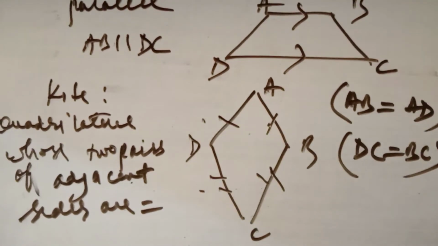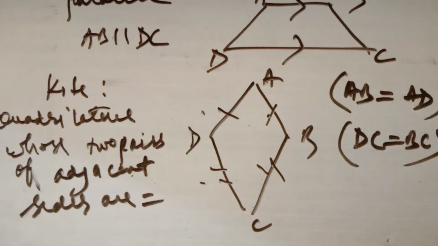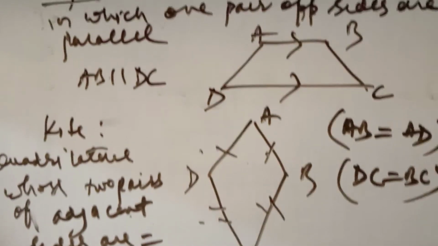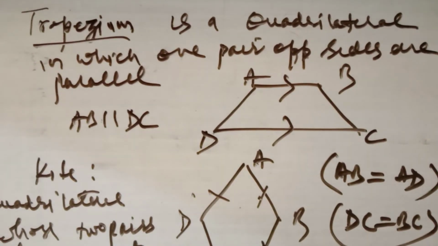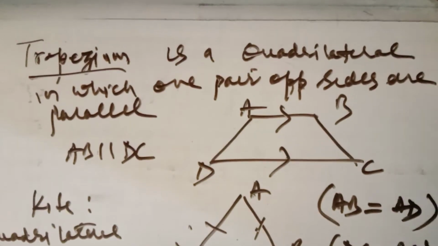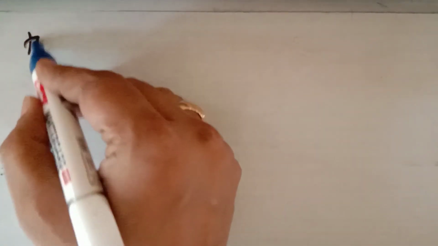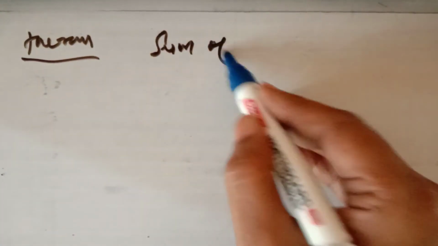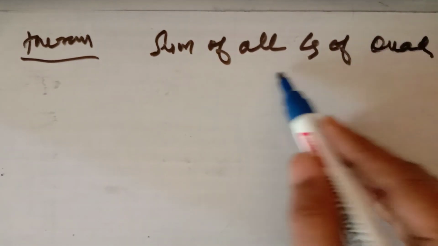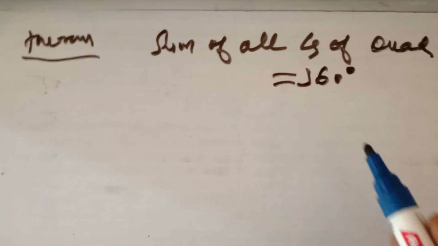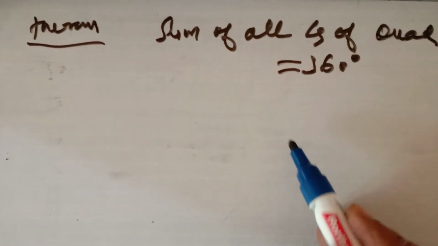So these are some types of quadrilaterals we have discussed, and the main differences between the square and the rhombus. After that, you have to prove that the sum of all angles of a quadrilateral is equal to 360 degrees. That is, you have to prove the angle sum property of a quadrilateral.